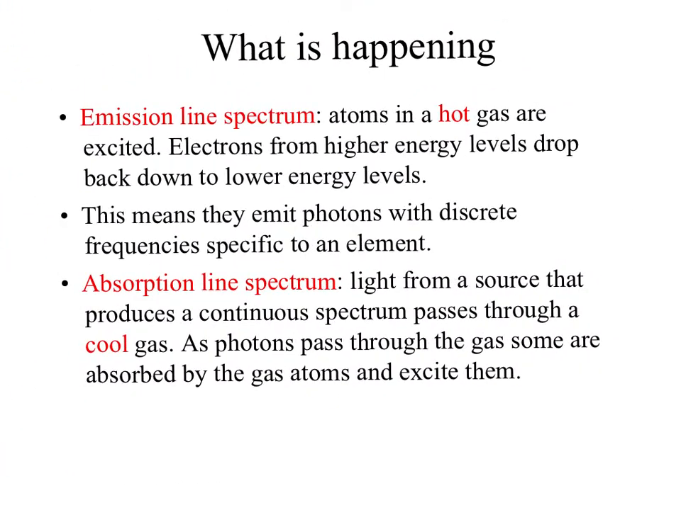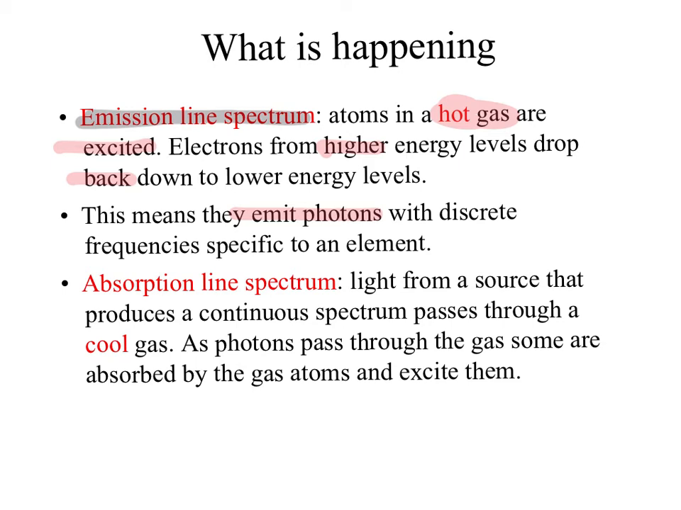This is a written summary of what's going on. So, the emission line spectrum. Remember, emission is when it emits photons on the black backdrop, so we see the colors of those photons emitted. Atoms in a hot gas are excited. The electrons from higher energy levels drop back down. This means they emit photons with discrete frequencies specific to the element.